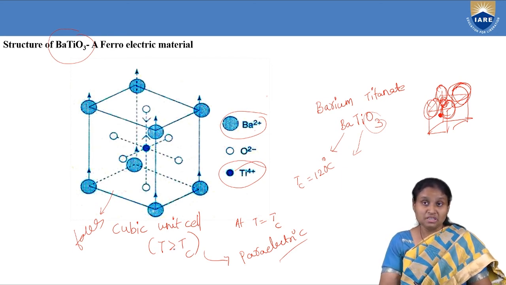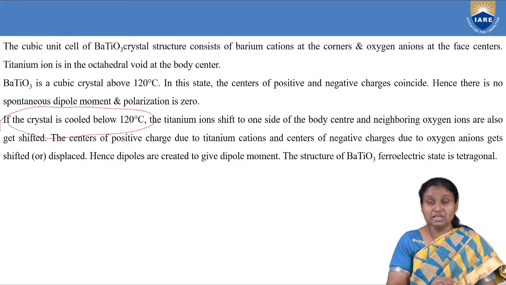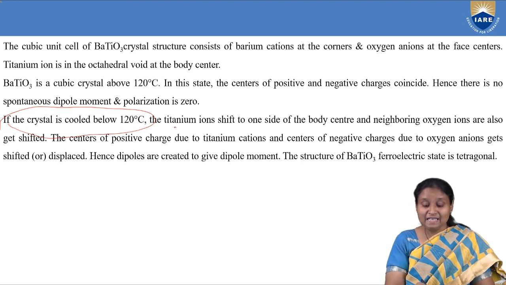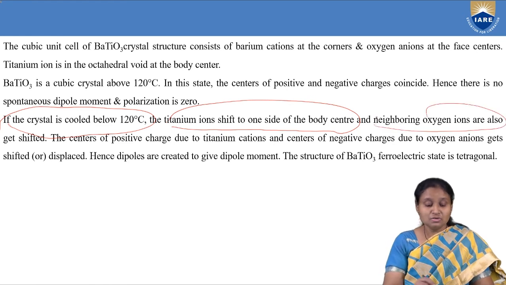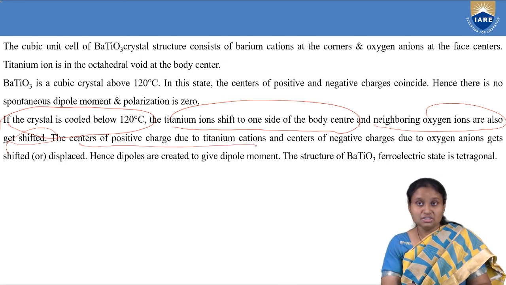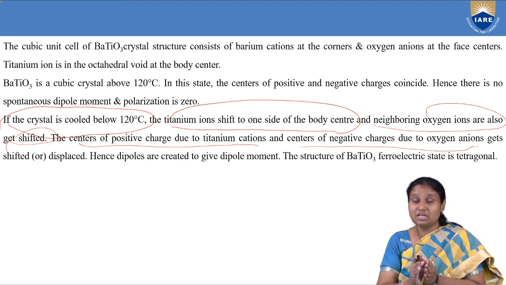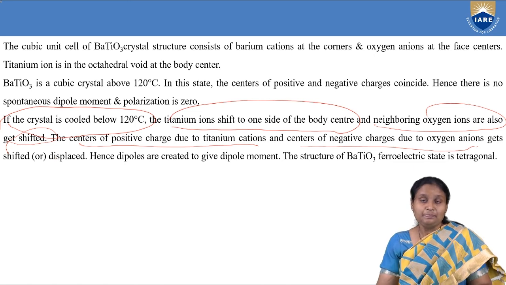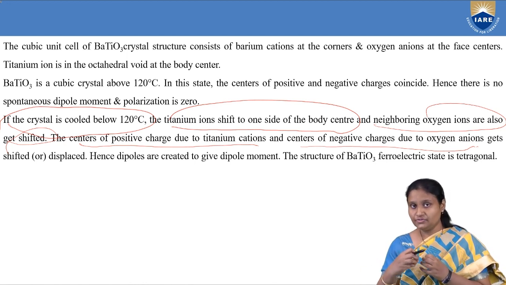So at temperatures below Tc, what you are going to observe here is, if I cool the temperature below 120 degrees Celsius, then titanium ions shift to one side of the body center, and neighboring oxygen ions are also shifted. Then the centers of positive charge due to the titanium cation, which is a positive ion, and the centers of negative charge due to the oxygen ions are separated by a small distance. Now the titanium ion and oxygen ion won't cling to each other, but move a little bit far away from each other.